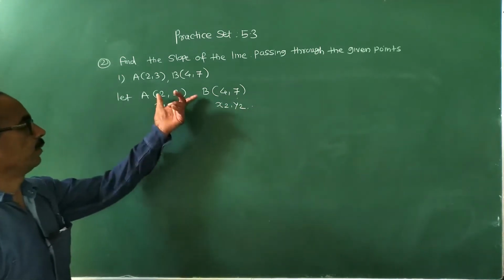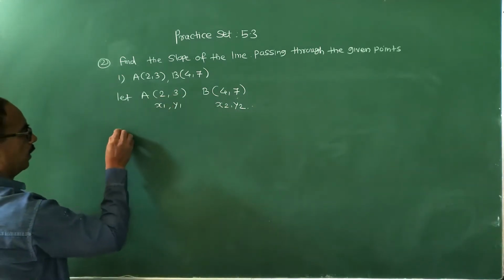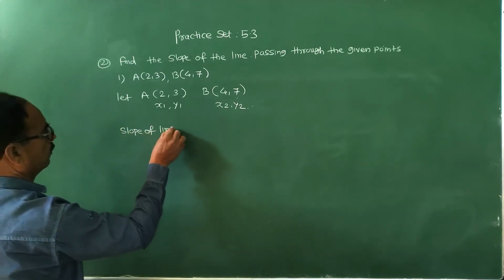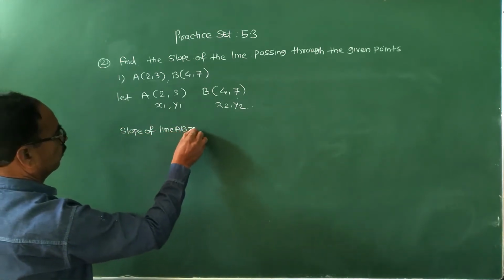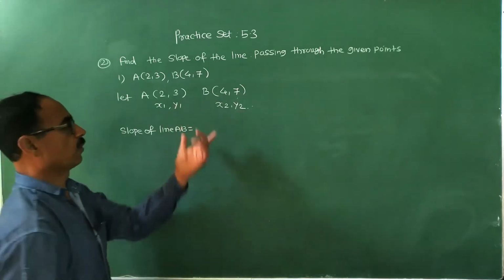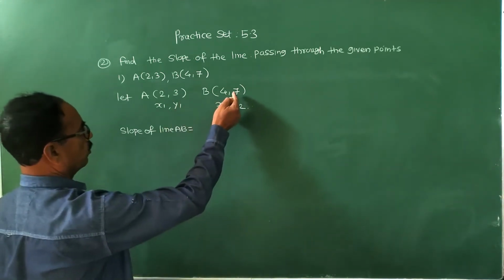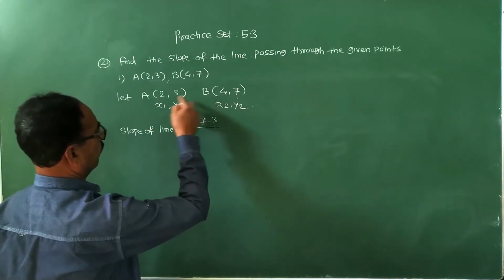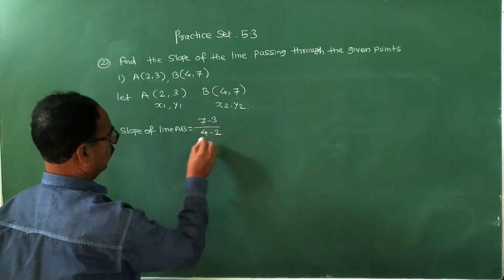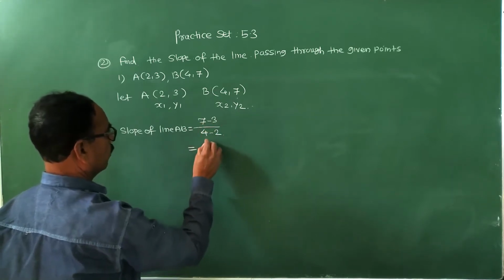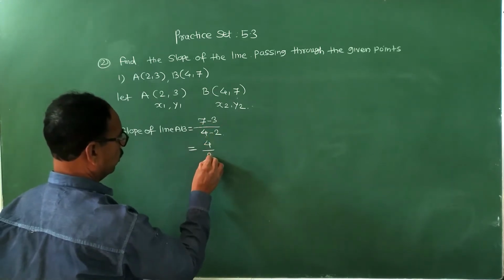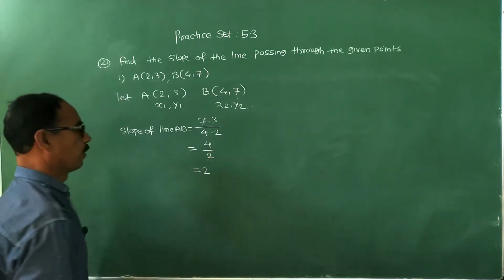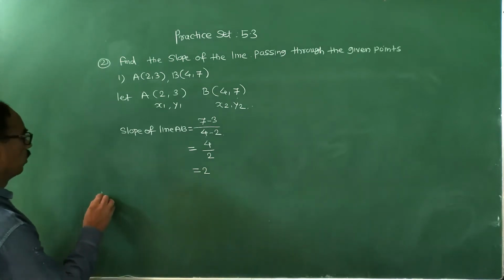स्लोप ऑफ लाईन ए बी. आता ए बी पॉईंट आहे तर आपण स्लोप ऑफ लाईन ए बी लिहू. Slope of line AB will be the difference between y coordinates upon difference between x coordinates. So this will be 7 minus 3 upon 4 minus 2. So this will be equal to 7 minus 3 is 4 and 4 minus 2 is 2, and slope will be equal to 2. So slope of line AB is 2.